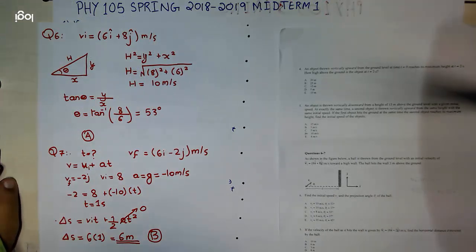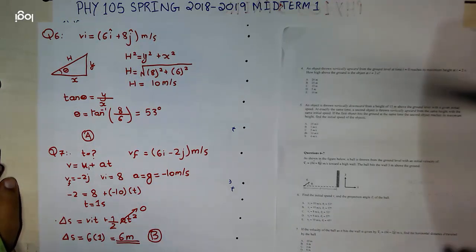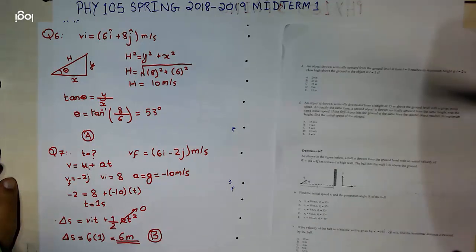Okay, so we're going to solve question 6 now. Questions 6 and 7 are interrelated. As shown in the figure below, a ball is thrown from the ground level with an initial velocity of vector 6i plus 8j meters per second towards a high wall. The ball hits the wall 3 meters above the ground. So question 6 is: find the initial speed and the projection angle of the ball.